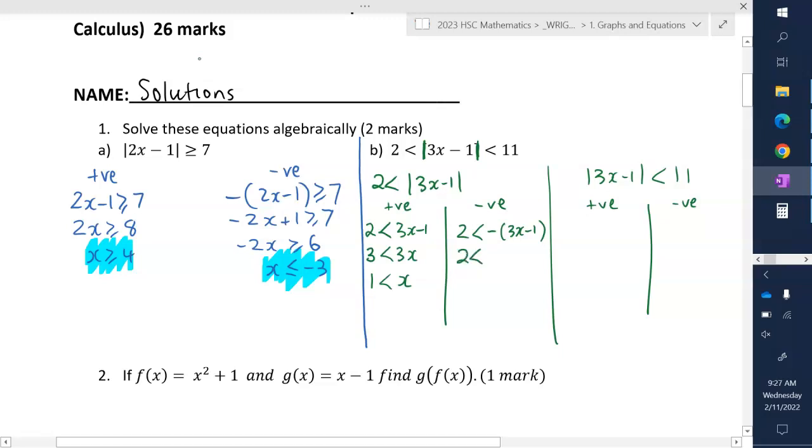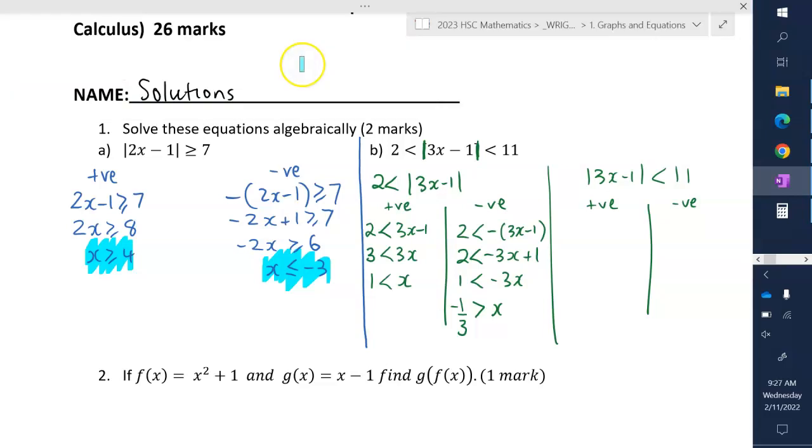On this side, 2 is less than. Let's expand that negative sign out, so I end up with minus 3x plus 1. Now let's take 1 from both sides, so I'll end up with 1 is less than minus 3x. And now I need to divide by that minus 3 to get x by itself, and it's going to flip my inequality sign. So I'm going to get minus a third is greater than or equal to x. They're my 2 solutions for this side of the equation.